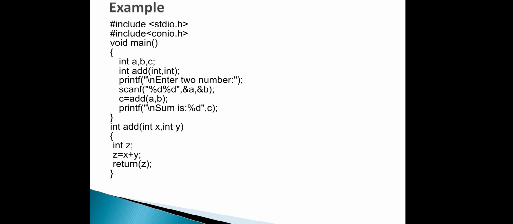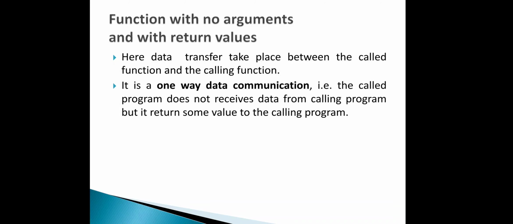And the addition operation is computed and returned back to the calling function, which is assigned to the result variable. So here the result variable is c, because function add of a comma b will be stored in the variable c. So this is the output of that program.